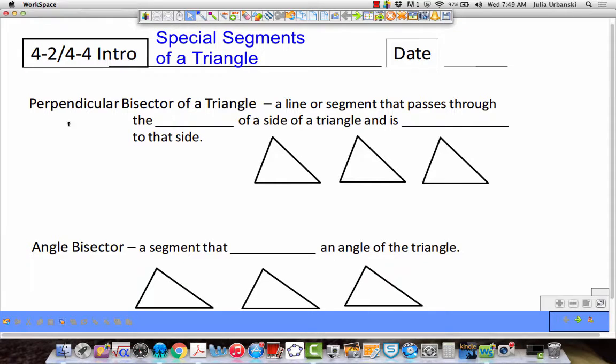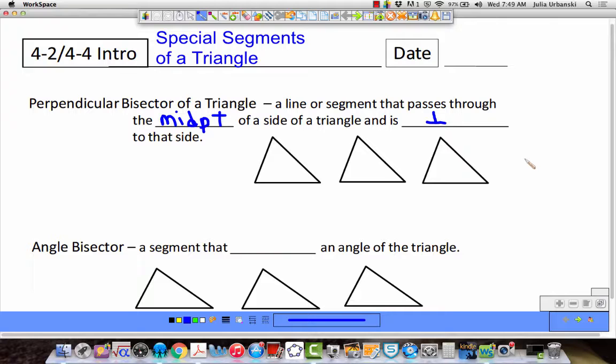So, special segments of a triangle: perpendicular bisector. What's perpendicular going to mean? Right angles. And what's bisector going to mean? Cutting something in half. So you're going to be cutting the other side in half. So it's a line or segment that passes through the midpoint of the side, the middle, and is perpendicular to that side. I'm going to get you guys used to seeing that symbol. An upside down T is perpendicular.